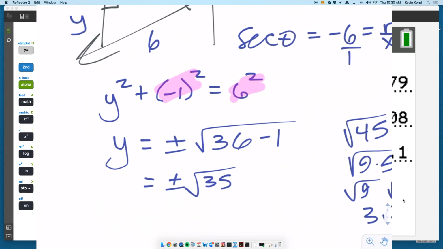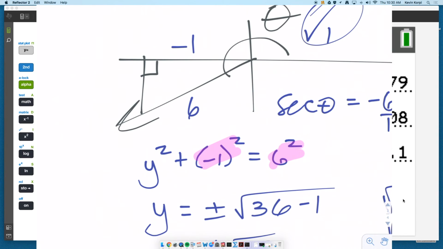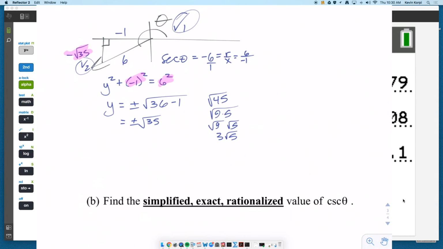Now, the sign does matter. Which one of those do we want because we're in quadrant 3? The negative. So you got another check for committing to negative square root of 35. There was the second check. And now that you have all 3 sides, you have all 6 trig ratios.